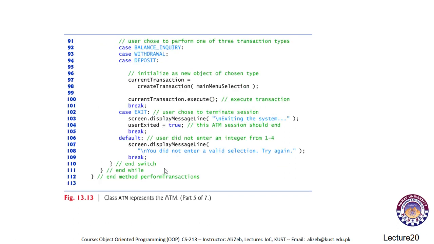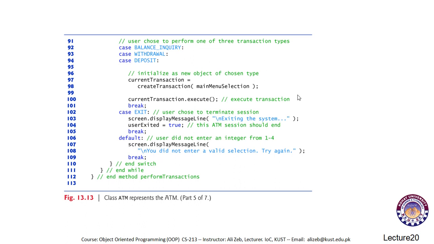These are the options that we can provide to the user, and whatever choice the user selects from the screen, we will initialize our object to that selection, and we will call the execute method of the transaction type that the user has selected. We had an execute method in all of our subclasses, for example our withdrawal, our deposit, and our balance inquiry classes.